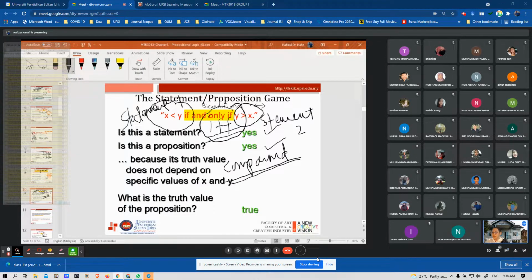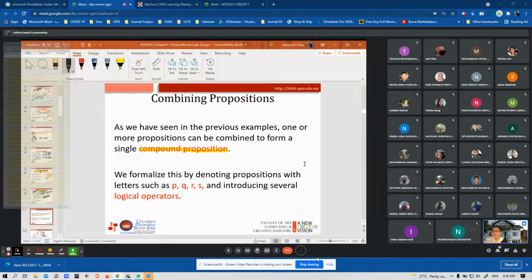Okay, this one does not depend on X and Y. It depends on the statement. And for the statement, we want to combine. We have a compound statement joining the propositions. This is combining propositions, which I explained earlier. We want to combine single propositions. For this we use connectives. I told you earlier, there are many types of connectives that we will use.